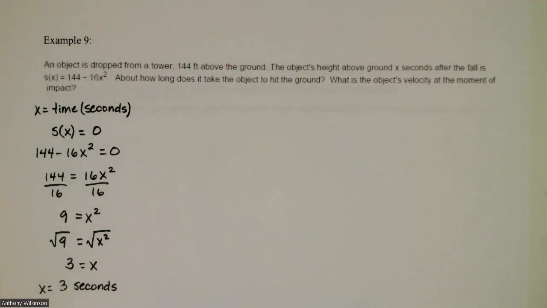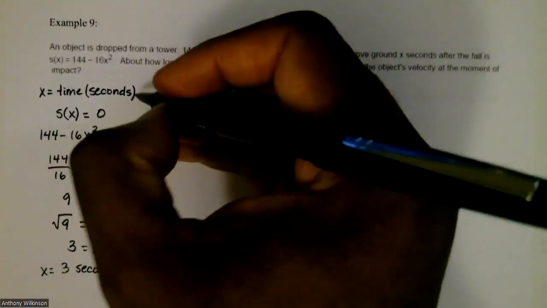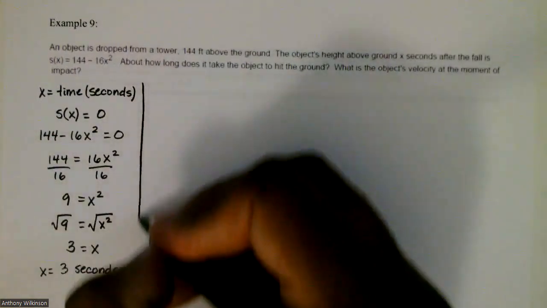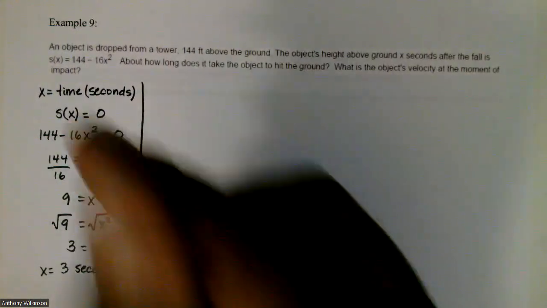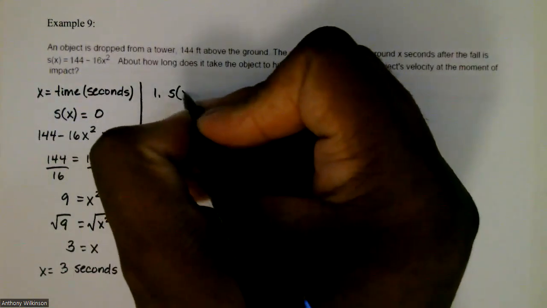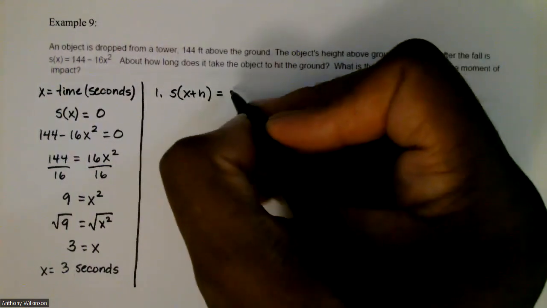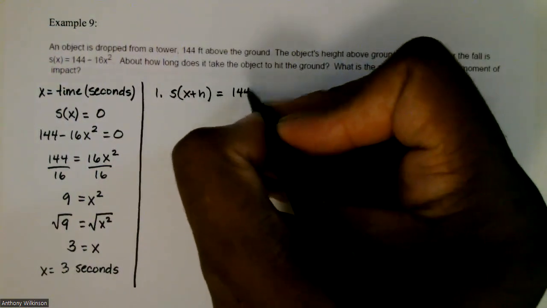Now, the other part is, what is the object's velocity at the moment of impact? So here we have to go through that 4-step procedure to find out what that velocity function is going to be. All right, so let's do this. Now, just draw a line here to separate this from what I'm about to do. S of x plus h will be step number 1. So we just substitute our x with x plus h.